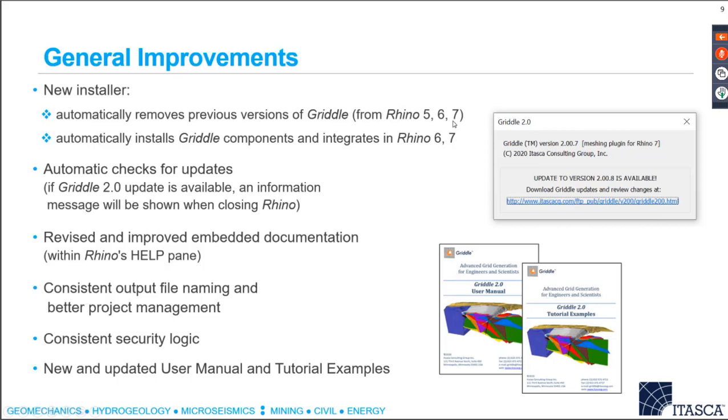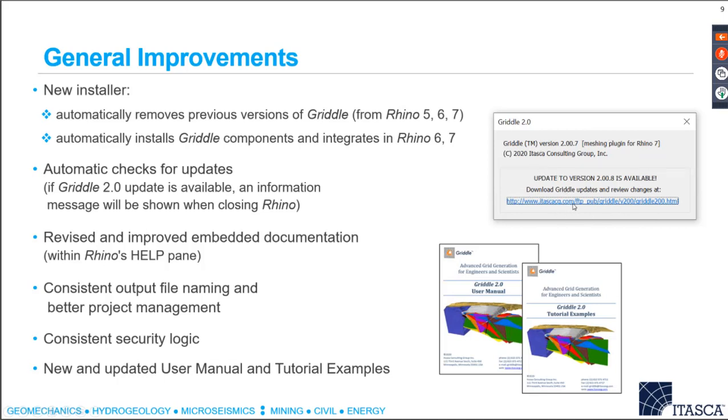There's a little bit more information about it in the user manual. So if you're interested in Griddle and you install it, please refer to the user manual for additional details. We also implemented an additional automatic check for updates. And because of the new installer, you can easily update Griddle. You just install the new version of Griddle. So if an update for Griddle is available, shortly after you close Rhino, you will see a pop-up window that will notify you that an update is available.